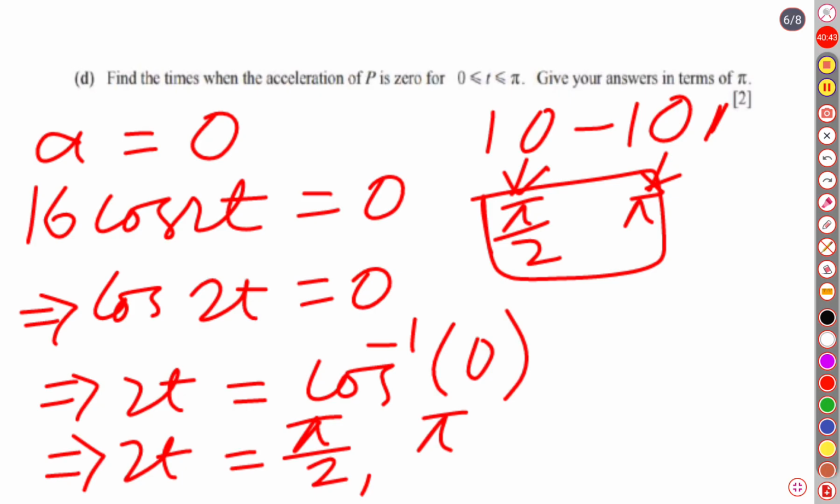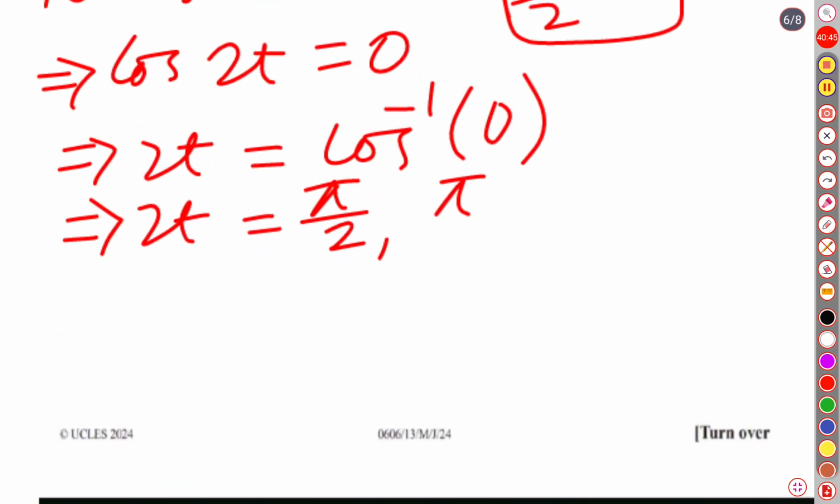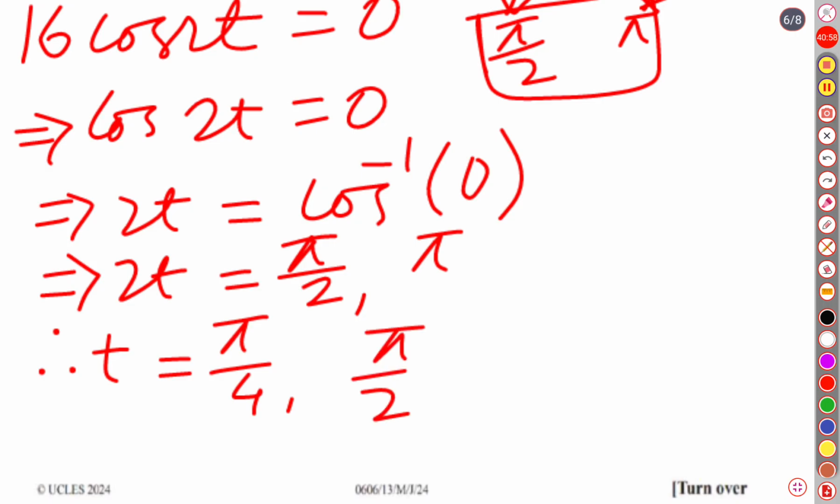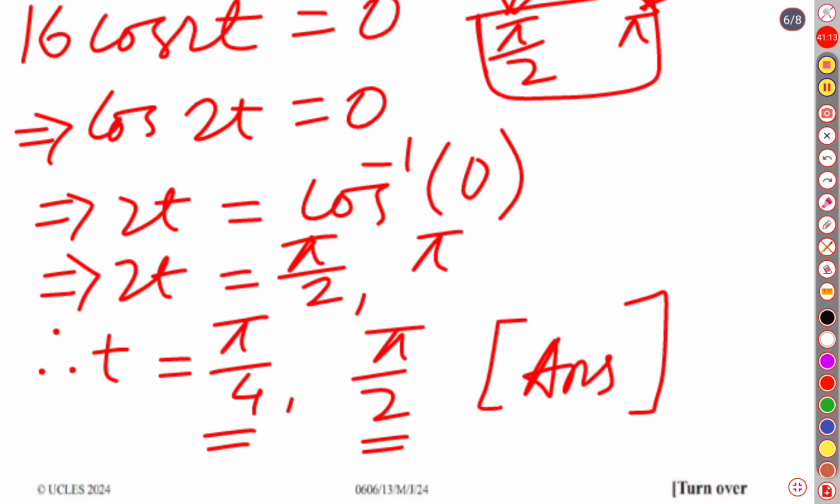Then our t is going to be, if 2 is transposed to the other side, t is equal to pi over 4 and pi over 2. That is the answer we can show: when acceleration is 0, the values of t are pi over 4 and pi over 2. So when t is pi over 4 or pi over 2, then acceleration becomes 0.